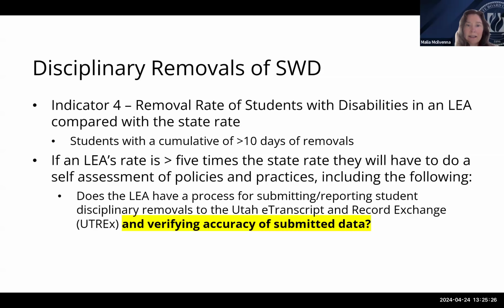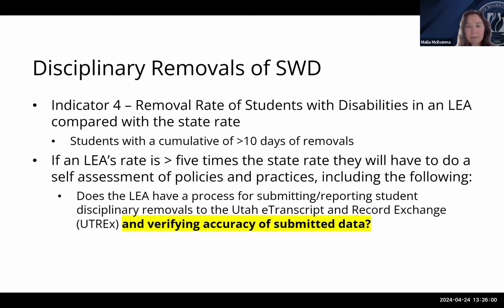So the way indicator 4 works is it's a calculation of the removal rate of students with disabilities in an LEA compared with the state rate. Students are only included in this rate if they have a cumulative of greater than 10 days of removals. And if an LEA's rate is greater than 5 times the state rate, then they'll have to do a self-assessment of policies and practices around disciplinary removals.